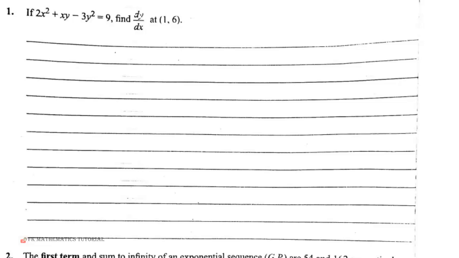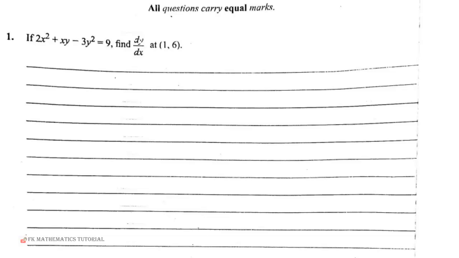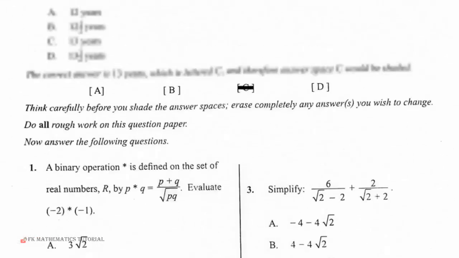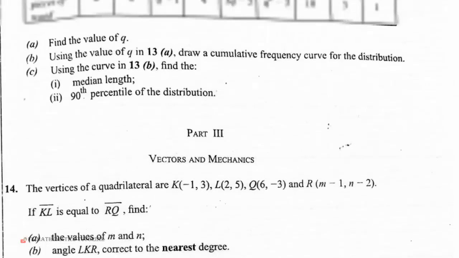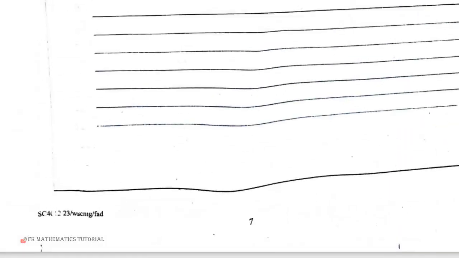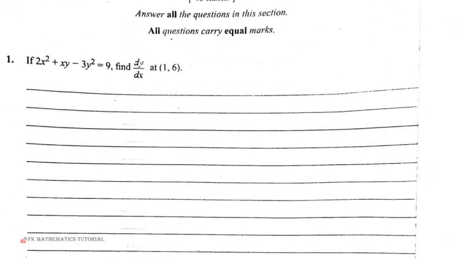In this video, we are going to look at the solutions to the WASSCE Elective Mathematics 2023 paper 2. We are solving questions 1 through 15. So we are going to solve all the questions 1 through 15 in this particular video. So let's begin with question number 1.